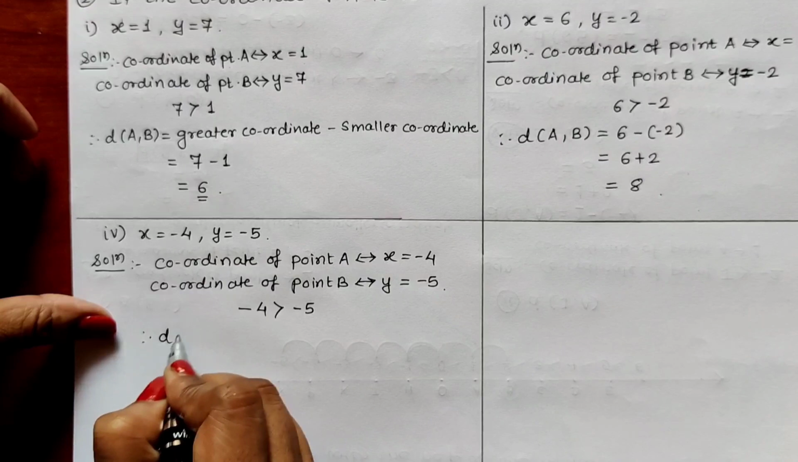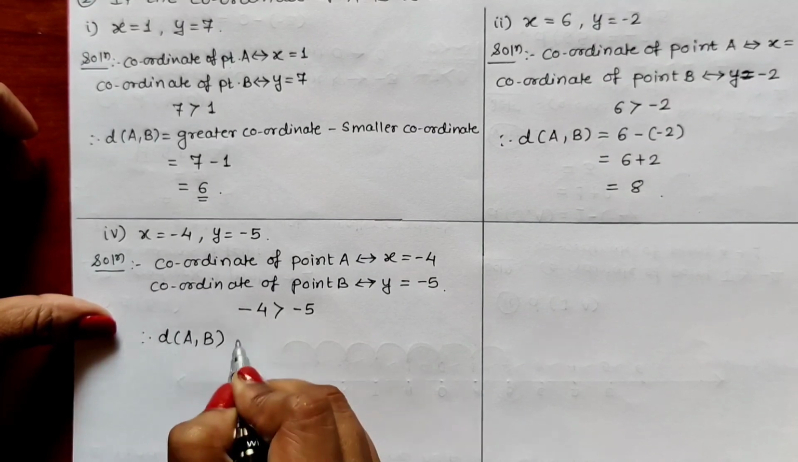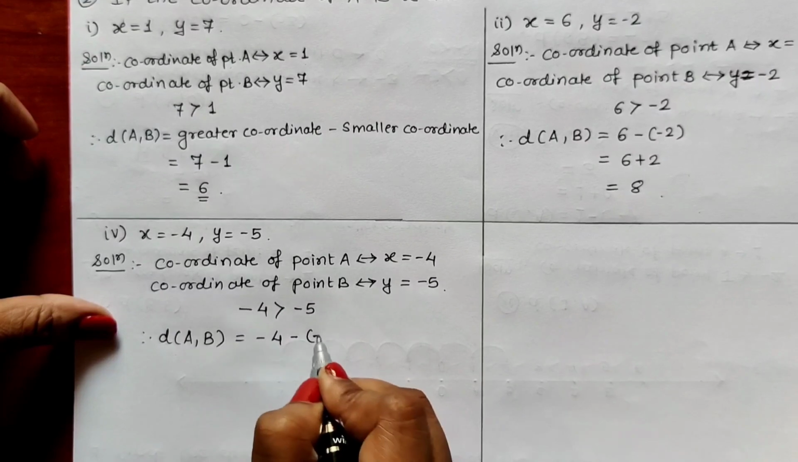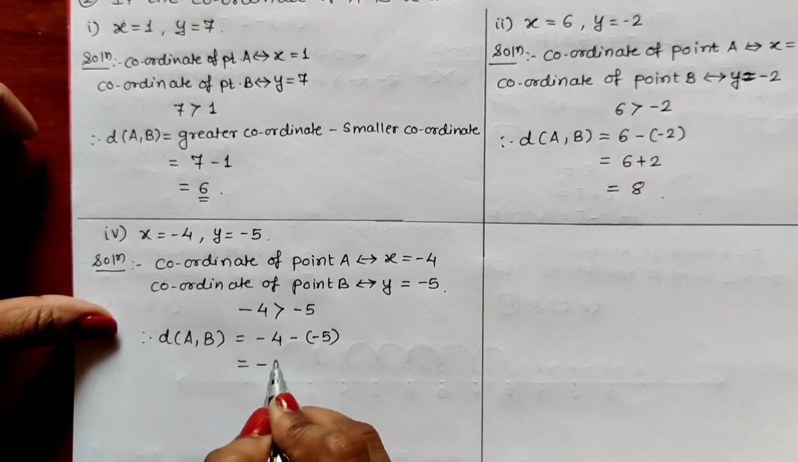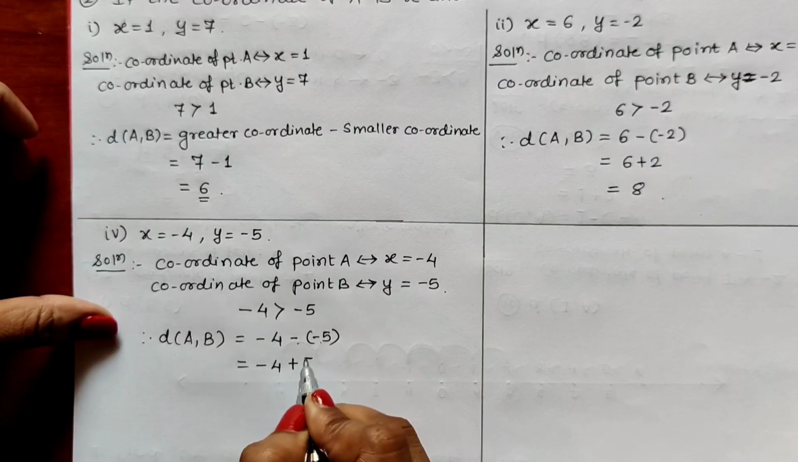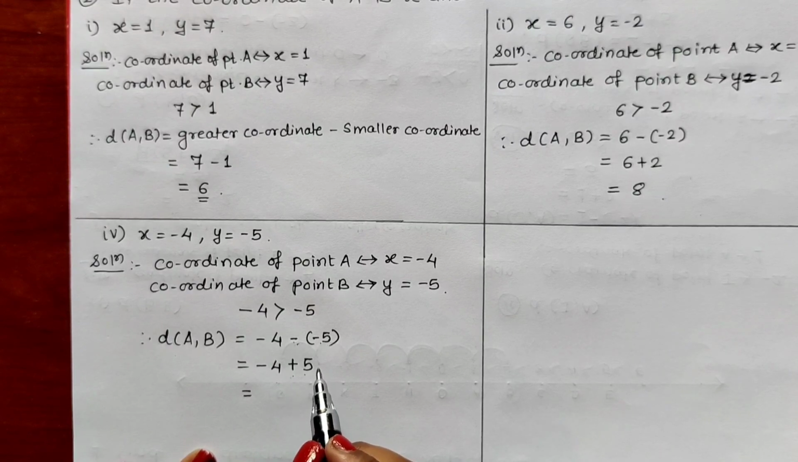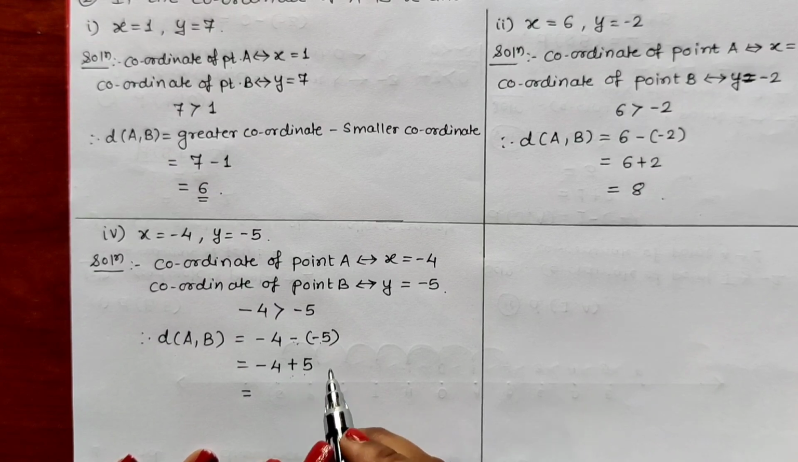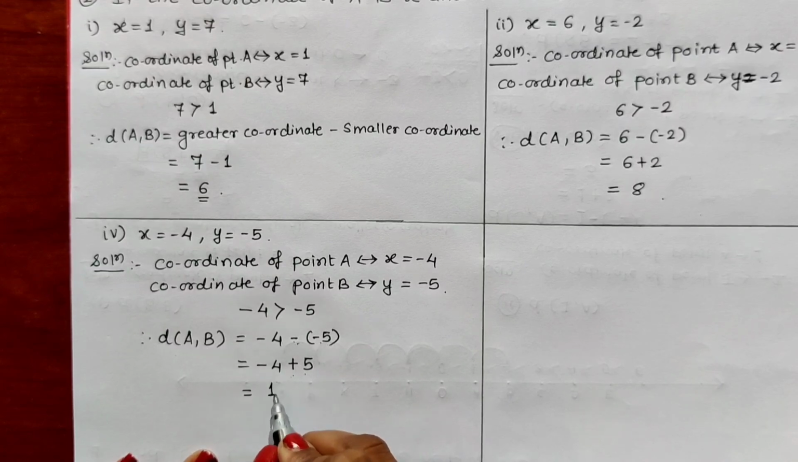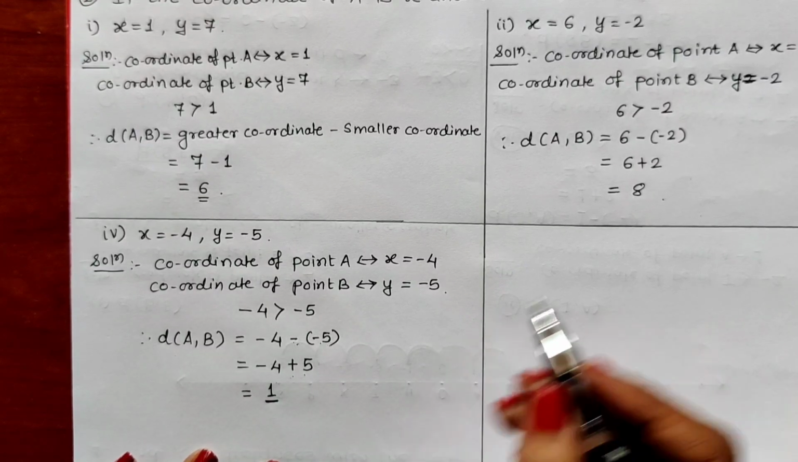Now we will find out the distance. Distance AB is equal to -4 minus -5. So minus will become plus 5. Here we have to write 5. -4 as it is, minus plus 5. Plus minus will become minus, and we write the sign of bigger number. 5 is the bigger number, so answer will have the sign of 5. 5 is having plus sign, answer will have plus sign. And plus minus we will do minus. We will do subtraction. 5 minus 4, answer is 1, plus 1. In this way we can solve.